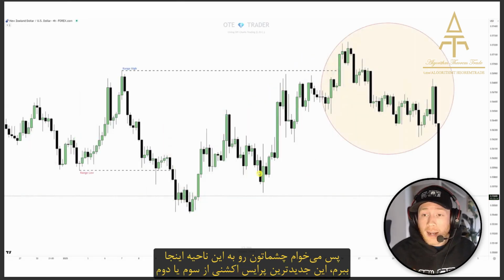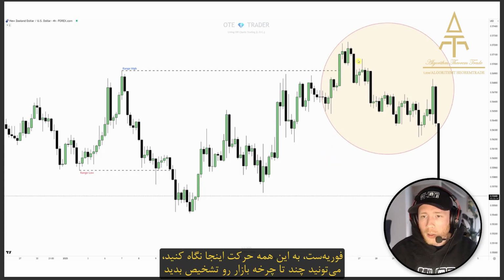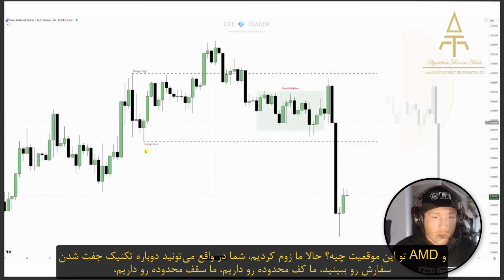So I want to take your eyes up into this area over here. This is the most recent price action from the 3rd or 2nd of February. Look at all this movement over here. Can you spot some market cycles and what is the AMD in this occasion? So now we're zoomed in.